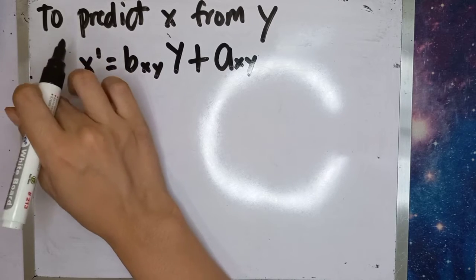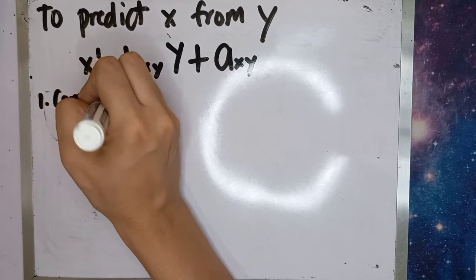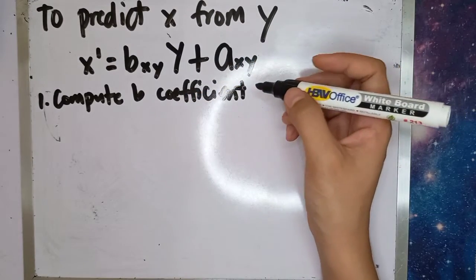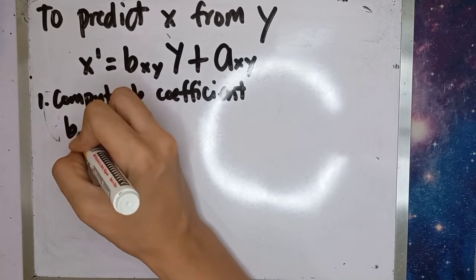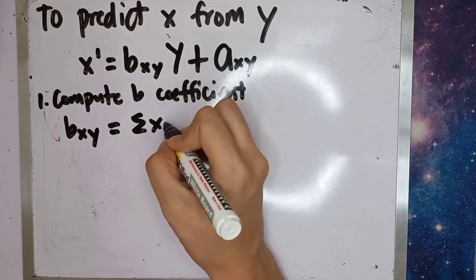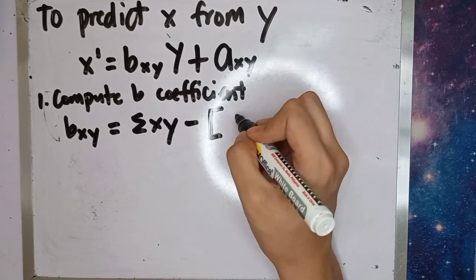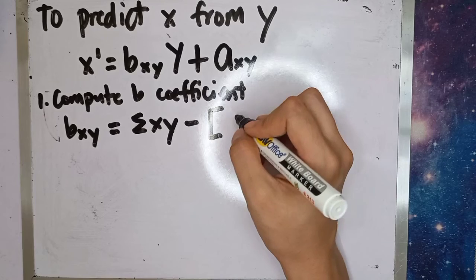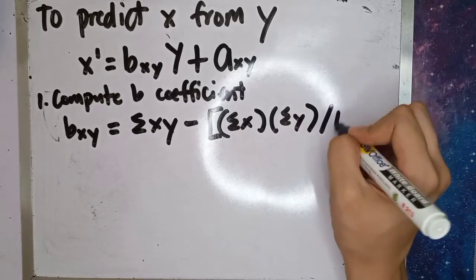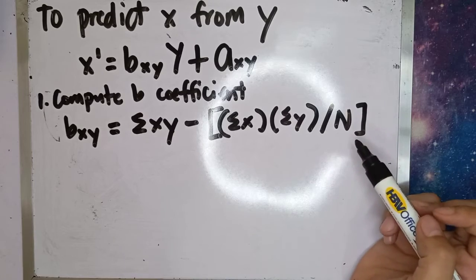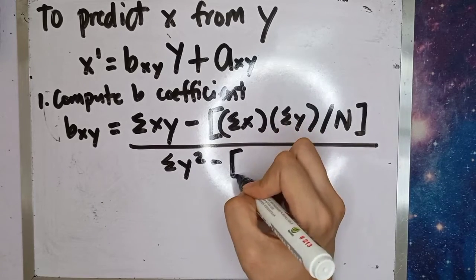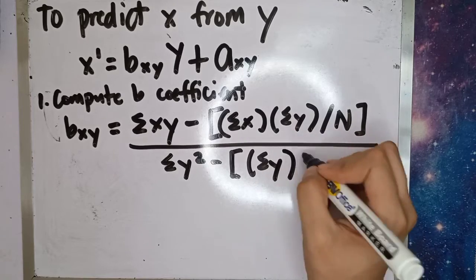Number 1, compute b coefficient. The formula would be b coefficient is equal to summation of XY minus summation of X multiplied by summation of Y over n, over, pero dito sa ilalim niya, summation of Y squared gagamitin, minus summation of Y, squared, over n.